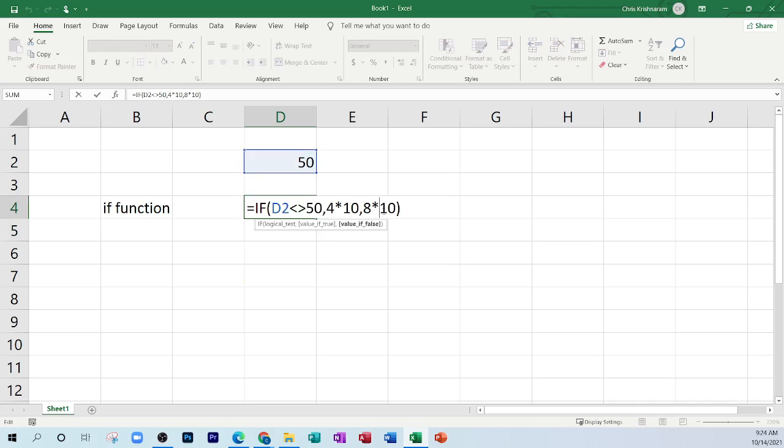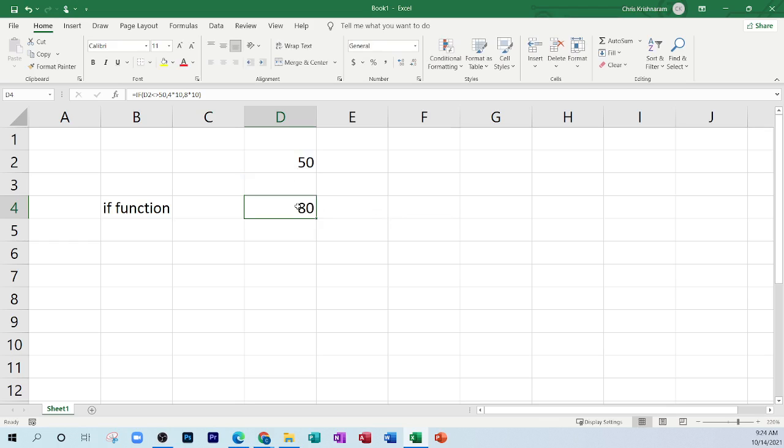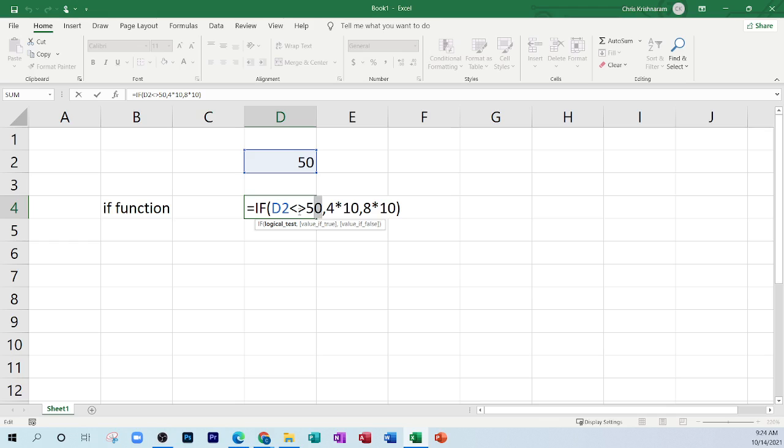So false, because it is equal to 50. I have 50 at the top here. We're getting the false value of 80. So remember, whatever you have inside of the true and whatever is in the false will be carried out based on if the test is true or false. Good.